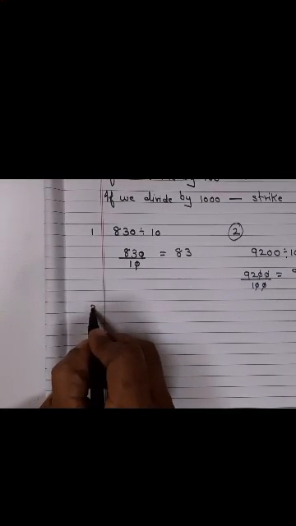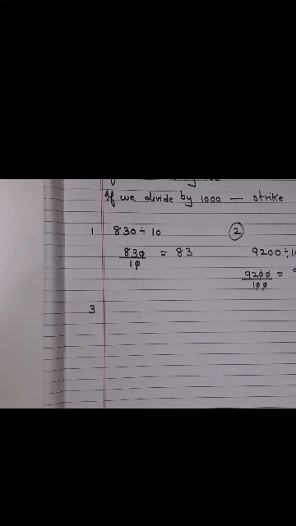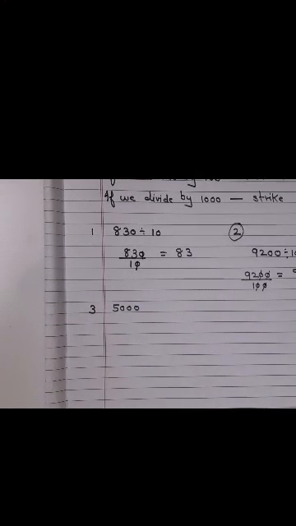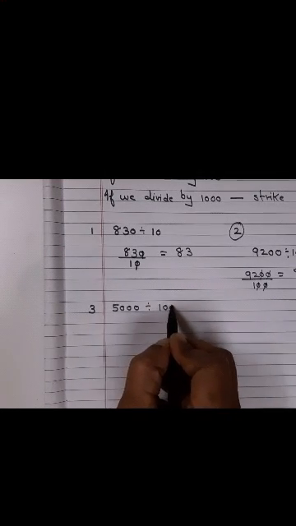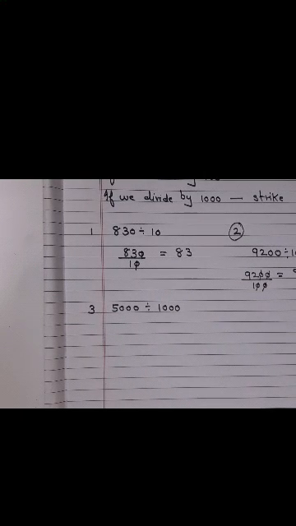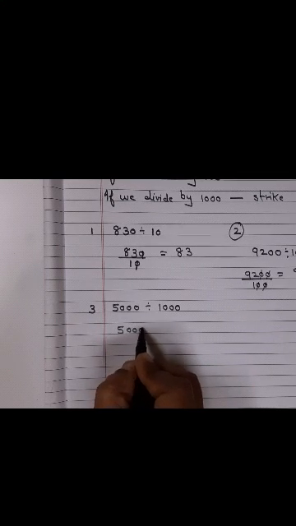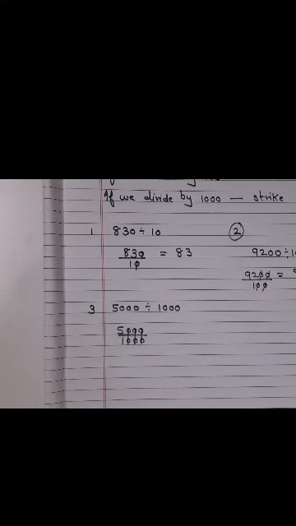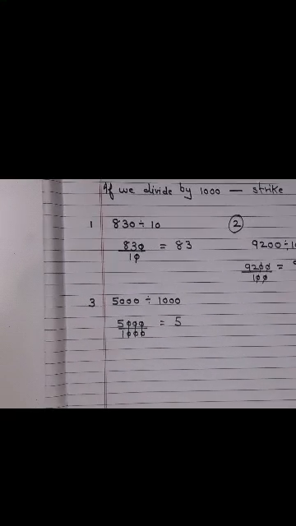Let's go to a third example. Think of some number, children. Let's take 5000, and we'll divide this by 1000. Now children, 1000 means how many zeros you're going to strike? 1000 has 3 zeros, so you need to strike 3 zeros, right? So 5000 by 1000. Strike 3 zeros. What's your answer? 5. Simple.